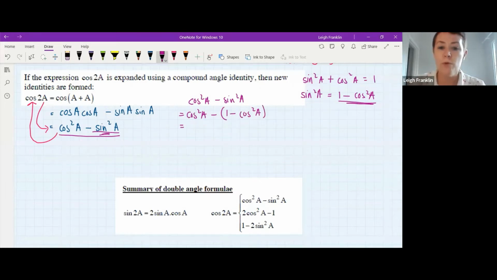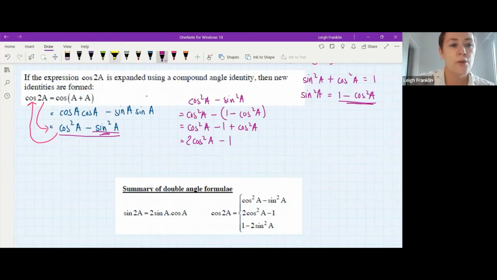So now when we remove the brackets, this is like when we were in grade 8 and we were doing distribution. We're going to multiply the 1 and the minus cos squared A by -1 when we remove the brackets, and that gives us cos squared A minus 1 plus, remember, negative times a negative is a positive, cos squared A. And again, cos squared A and cos squared A are like terms. So when I add them together, I've got 2 cos squared A minus 1. And that's where that one comes from.